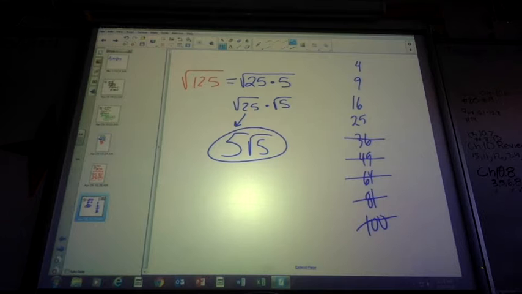Now, students always want to know, when am I going to use this? Why do I need this in life? Well, I'm going to give you a perfect example of where this is used. Now, whether you choose to understand the math behind it is up to you.